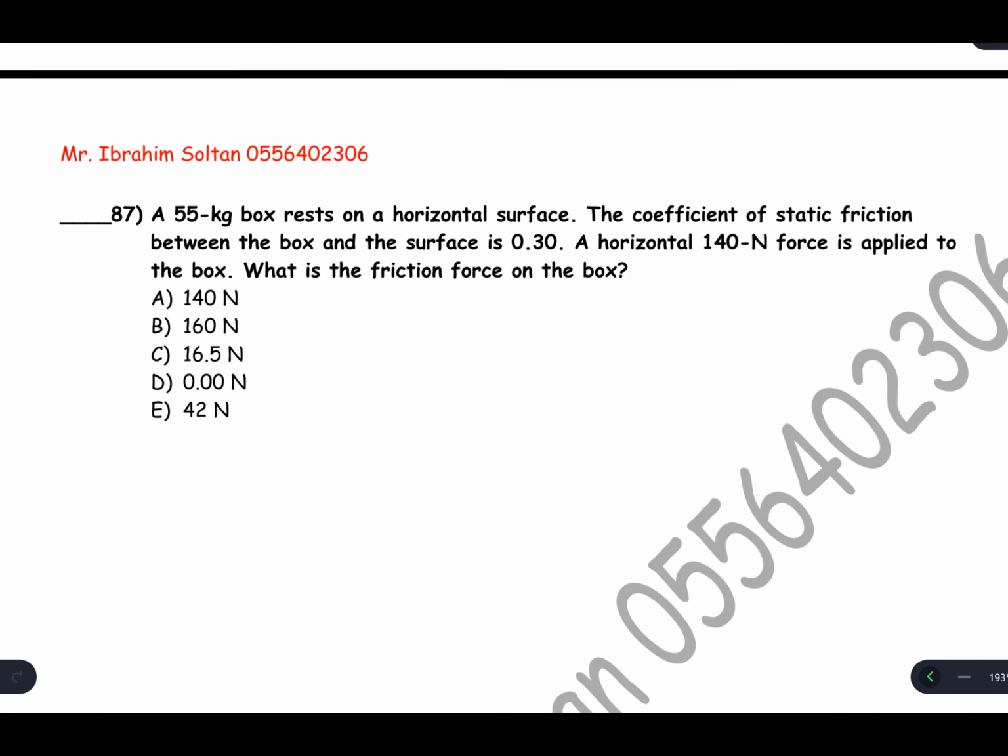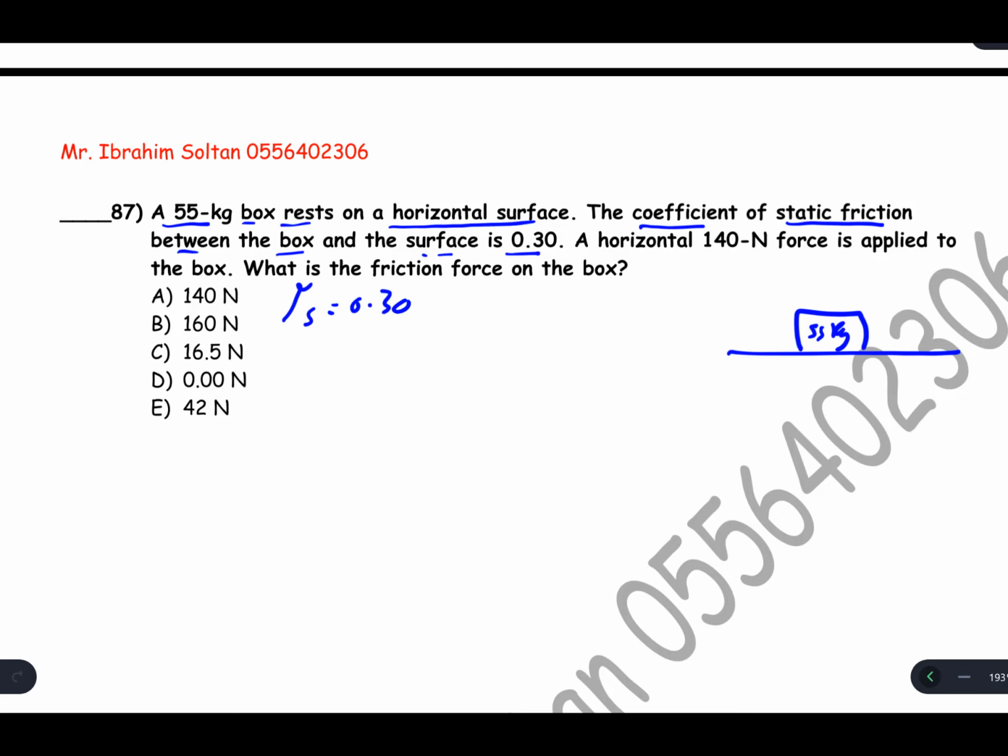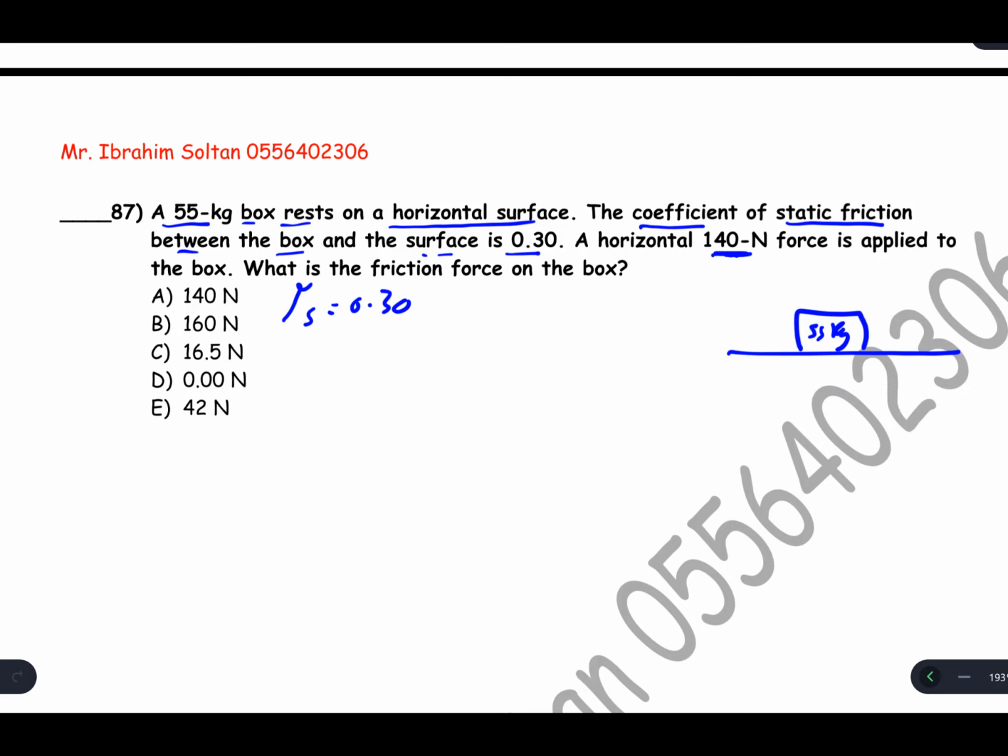Let's go to the next. A 55 kilogram box rests on a horizontal surface. The coefficient of static friction between the box and the surface is 0.30, so mu s equals 0.30. A horizontal 140 Newton force is applied to the box, 140 Newtons. What is the friction force on the box?